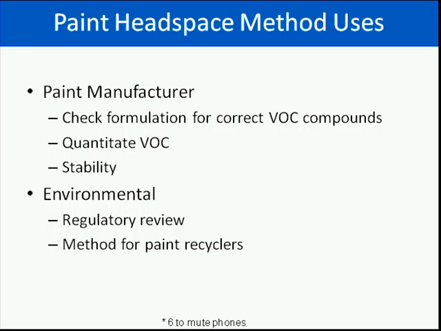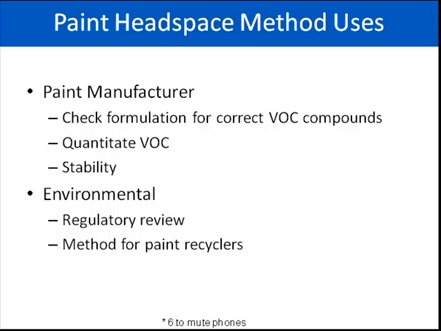I'd like to wrap up and talk just about some of the ways that the paint headspace method could be used. For a paint manufacturer, this could be used to check formulations to ensure the correct VOC compounds were added to the sample. For the paint manufacturer also, they could quantitate the VOCs on there to make sure the right amount was in there. In terms of stability, if the paint manufacturer wanted to change to a different supplier of the glycol ether, they could put the formulation in there and see if it affected anything else in there.